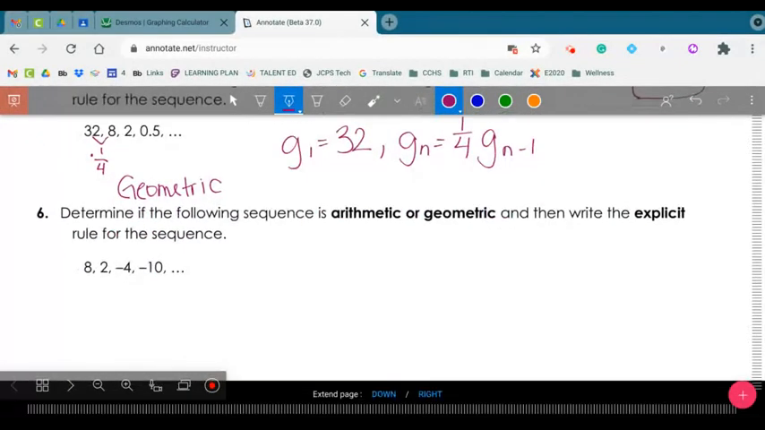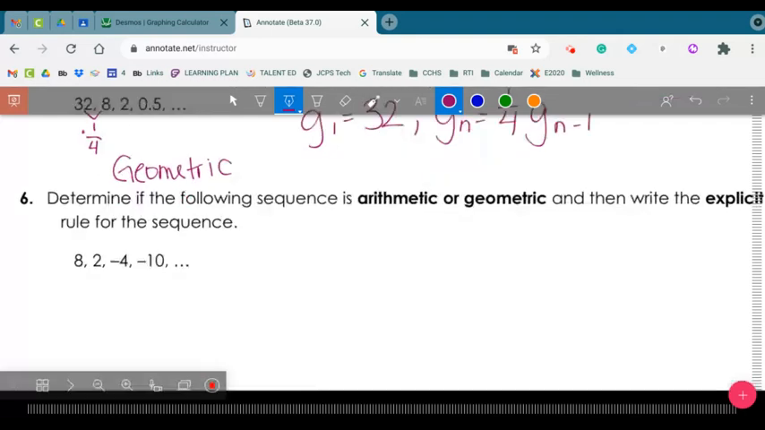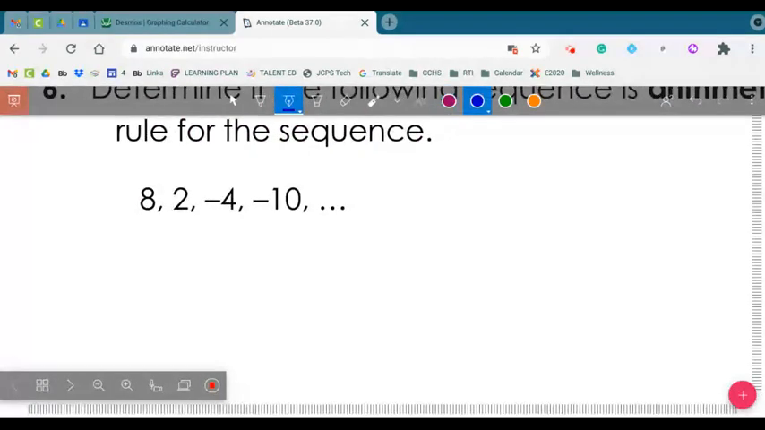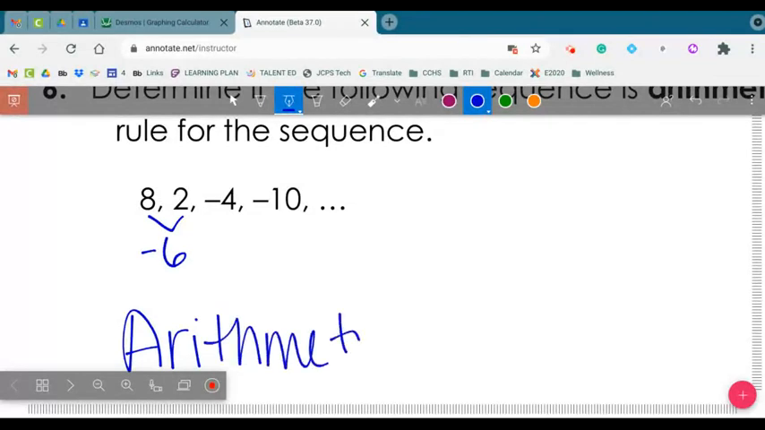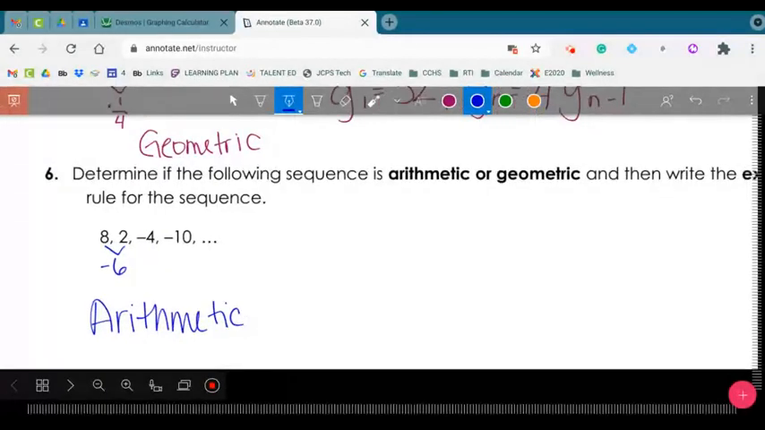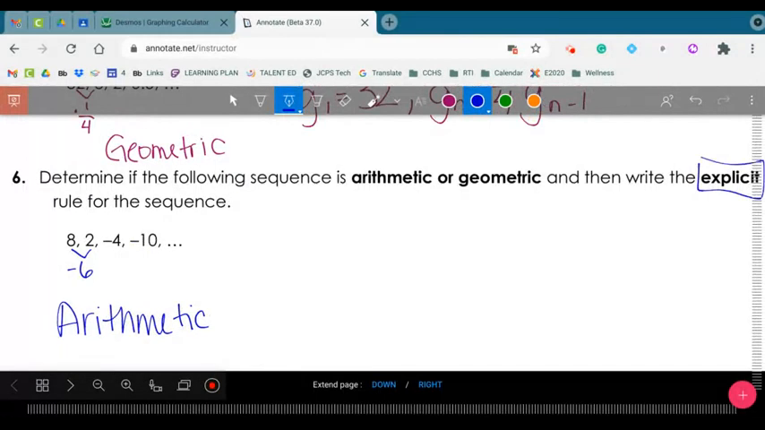Now the next one says determine if the following sequence is arithmetic or geometric, then write the explicit rule. So let's look at this. We go from 8 to 2 to -4 to -10. We're subtracting 6, so this is arithmetic. Since this is the explicit rule, we don't explicitly state, so we just start with a sub n equals, then we put our first term, which is 8, minus our common difference, and then we have our parentheses n minus 1.